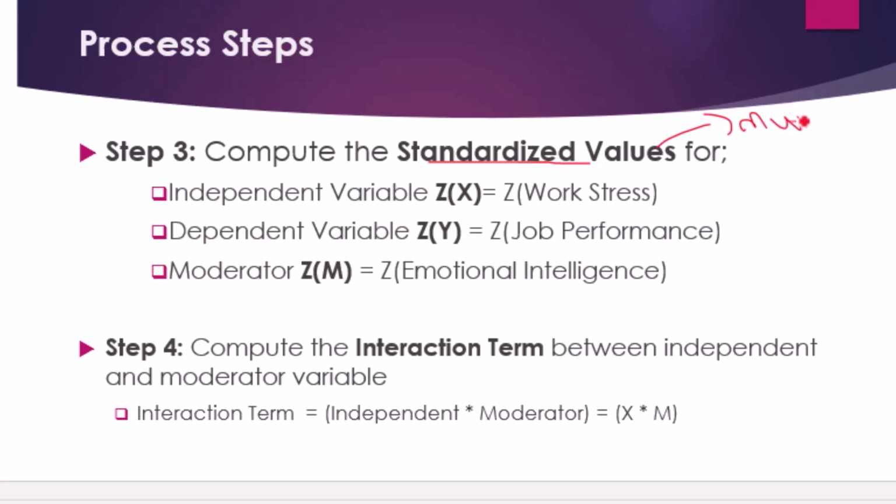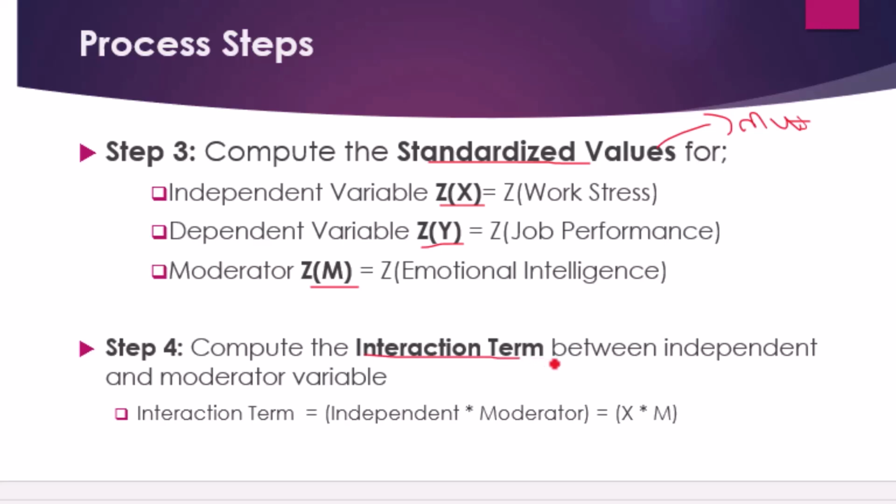So instead of using the actual values, we are going to be using the standardized values. We call them the Z values. So we have the standardized value for X, that is our independent variable, the standardized values for Y, which is our dependent variable, and also the standardized values for M, which is our moderator variable.